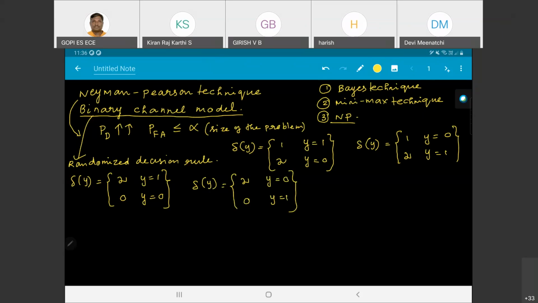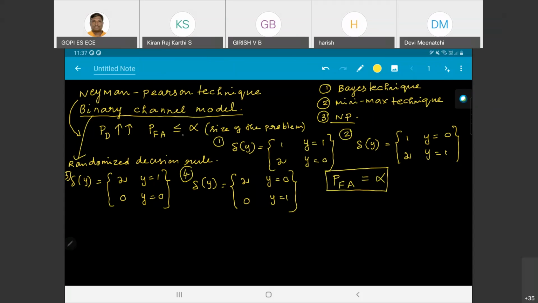So what I'm trying to say here is that the Neyman Pearson solution ends up with a randomized decision rule, like what I have mentioned in the list. Particularly for the binary channel model, it takes any of these 3 or 4 combinations, such that the probability of false alarm is exactly equal to alpha. That is what I would like to convey.